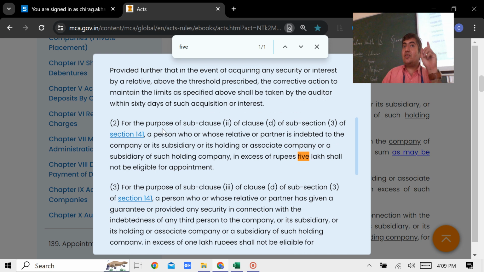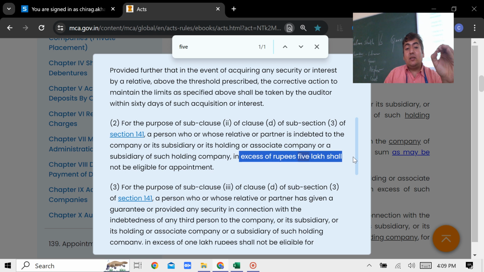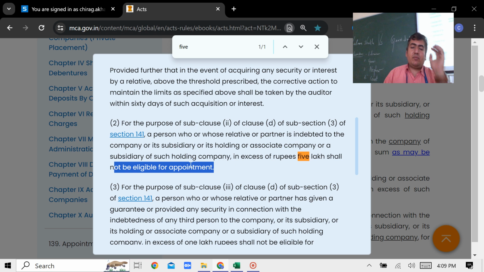But yahan pe ek interesting point aapko padhni hai rules mein. Kya likha hai? For the purpose of the subsection 2, a person who or whose relative or a partner is indebted to the company or its subsidiary or its holding or associate or a subsidiary of such holding in excess of rupees 5 lakh, then he shall not be eligible for the appointment. Okay, anyone can try to explain me what is the fundamental difference between subrule 1 and subrule 2? Let me tell you what the difference is.